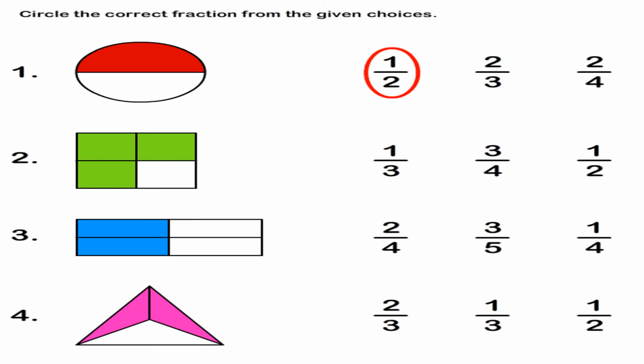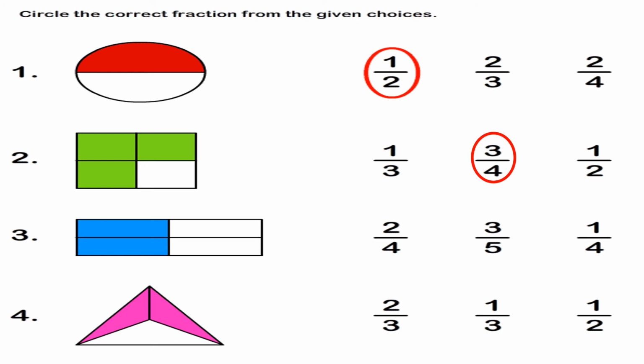Number 2, here we have this shape. In the numerator, we will write the colored parts, the number of colored parts. So how many parts are colored here? 1, 2, 3. So 3 at the top, and at the denominator, we will write the total parts, colored and not colored. The total parts are 1, 2, 3, 4. So the right fraction will be 3/4.